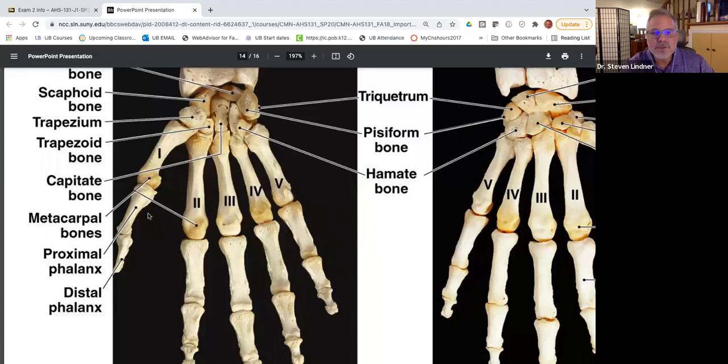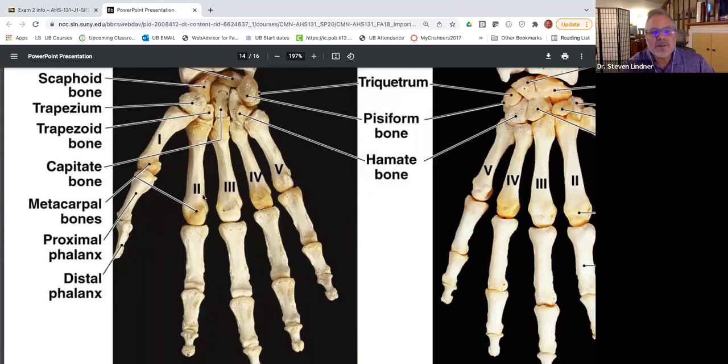Okay, so let's review that quickly. We have a first, second, third, fourth, and fifth metacarpal. Then we have a second, third, fourth, and fifth proximal phalange. This is called the first proximal phalange. Then we have a first, second, third, fourth, and fifth distal phalanx or phalange. But there's only a second, third, fourth, and fifth middle phalanx or phalange.